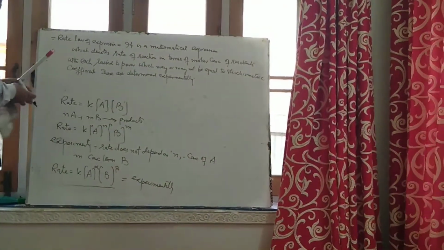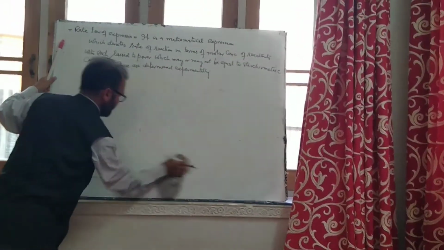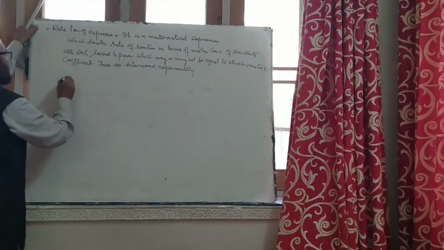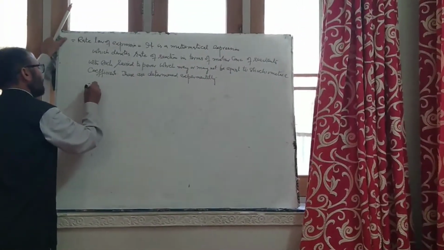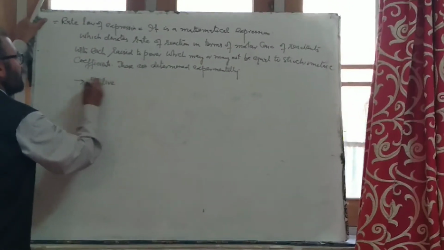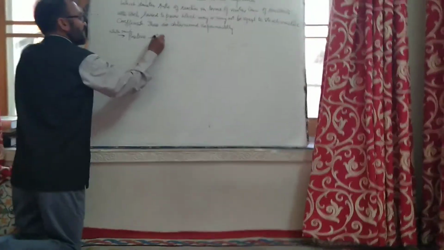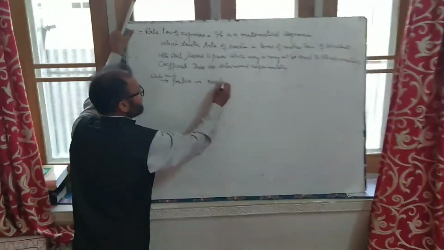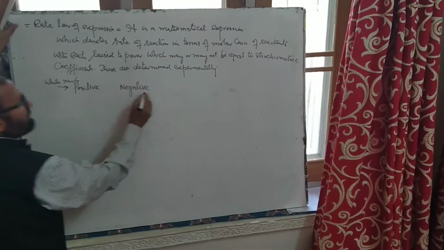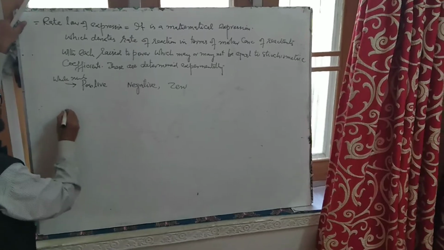An example, I will explain it here. For example, these powers generally are positive whole numbers. They can be negative also. These concentration powers, generally they are positive, but they can be negative also, and they can be zero also. For example, I will write here a general equation.